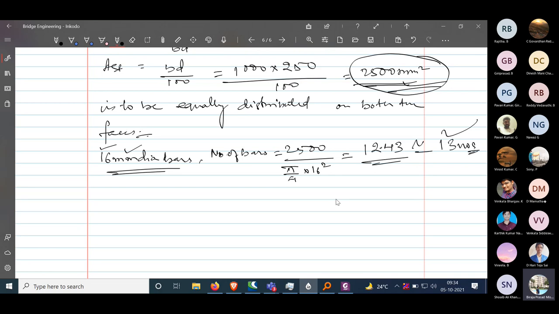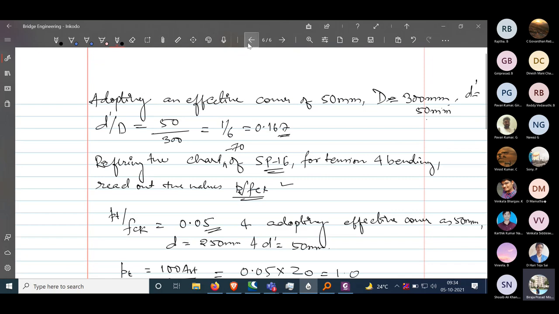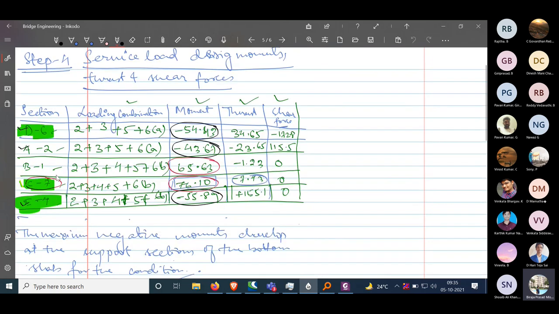Okay, now we will go to the next one. Before, what I told, we need to design, what are the sections we need to design? We need to design C7, E4 and D6. So we have designed the section C7 now. Next we will go to the design of D6. Here also we need to calculate the moment. So what is the moment here for D6?